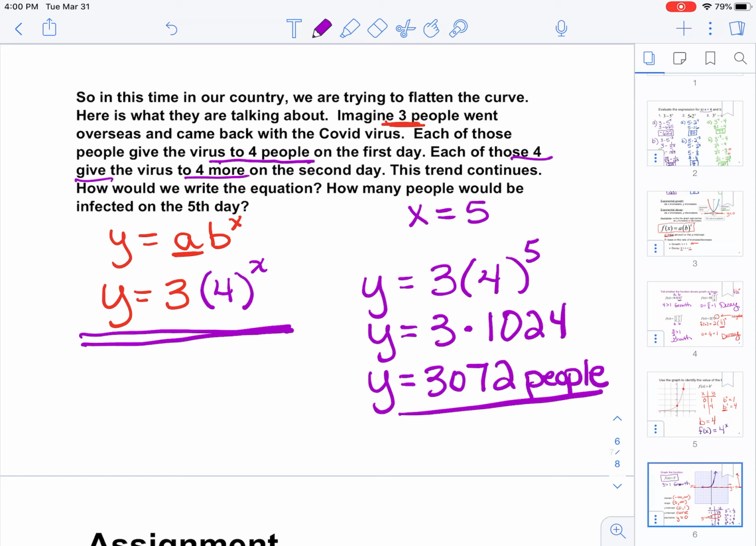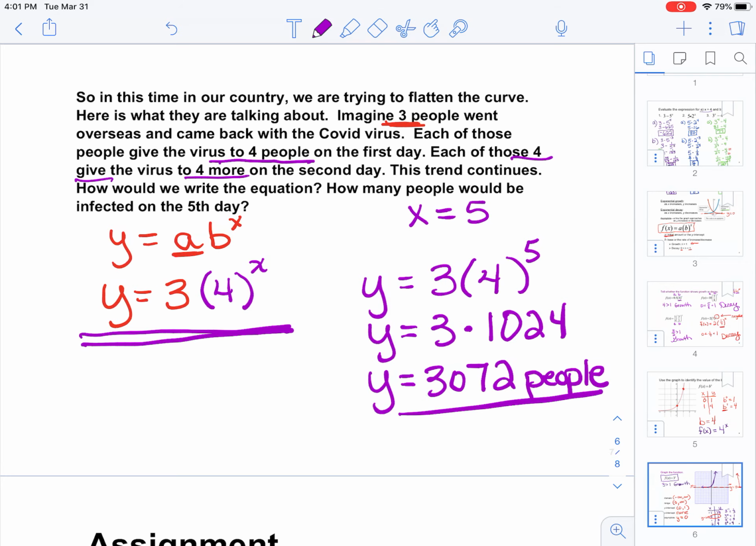So when they mean flatten the curve, they want the amount of people, your b value, to decrease. So you're staying inside, so you're not talking to people on the outside, so there's no way that they could get infected.